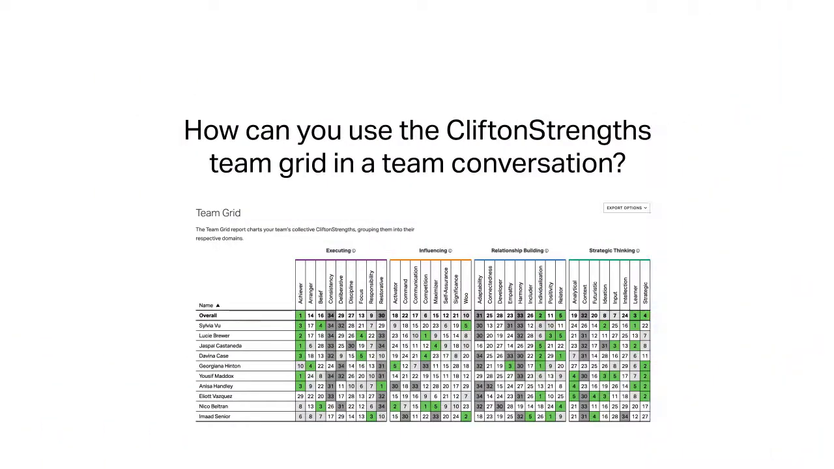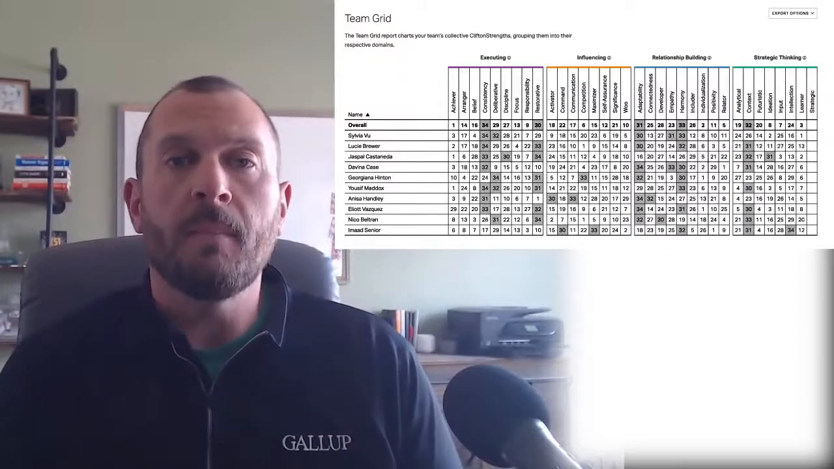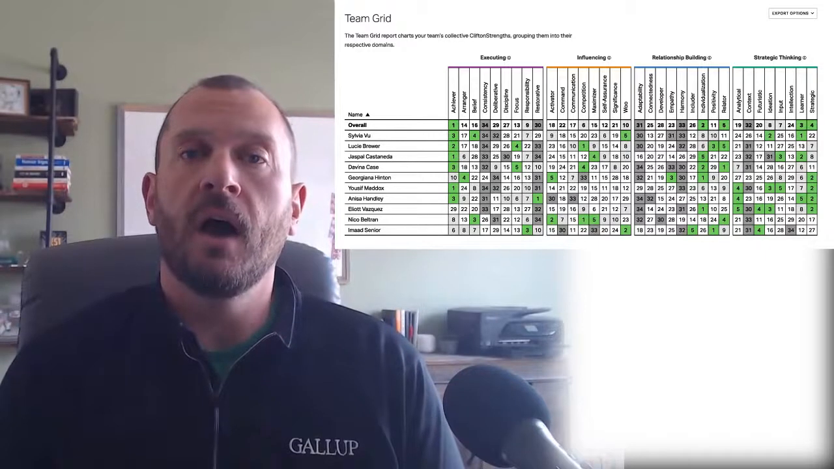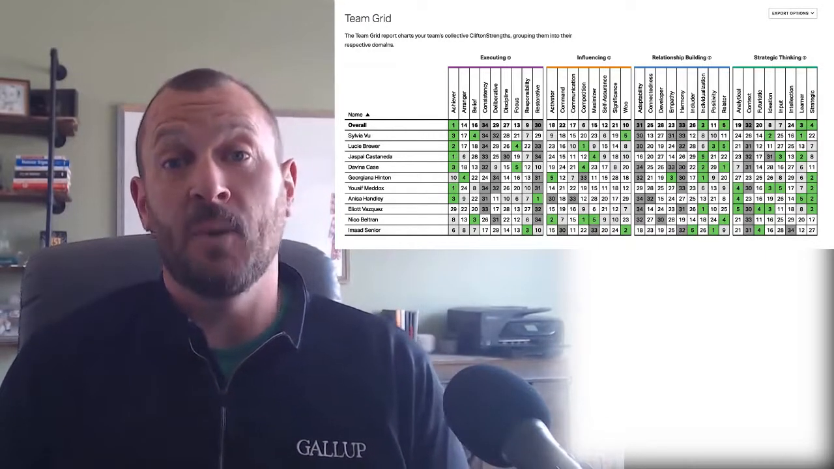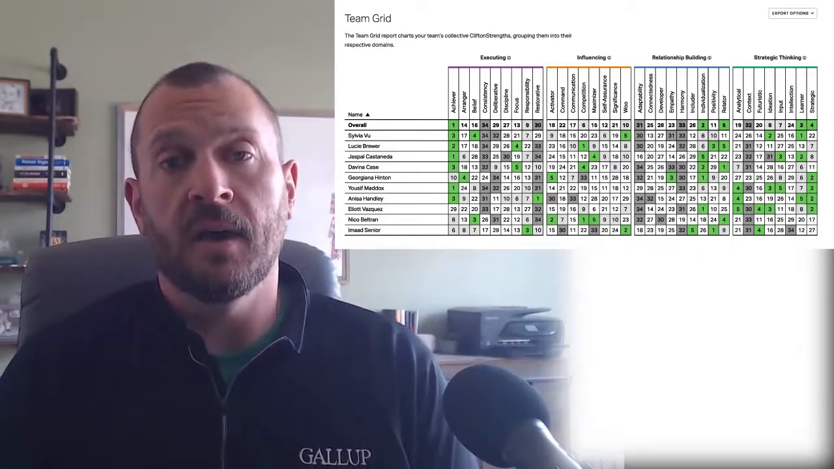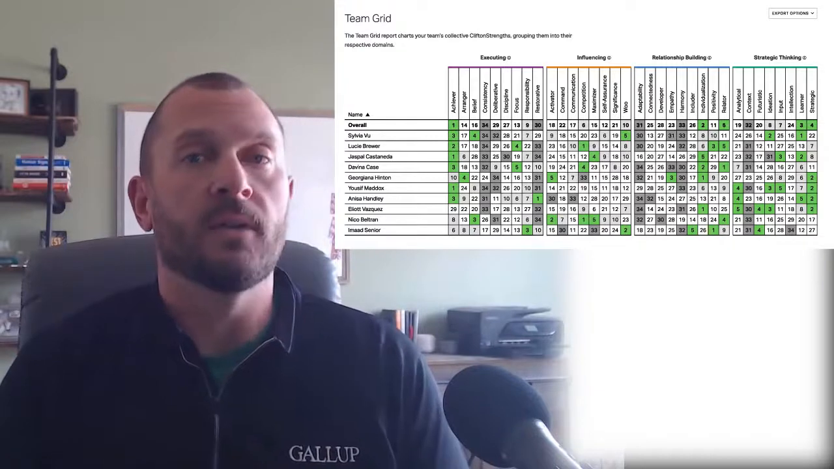Today, I want to talk a little bit about the CliftonStrengths team grid and how you can use it in a team conversation. When we think about the team grid and all the value it provides, one of the biggest things it can do is help to inform team members on when to shine in a team meeting, when to step out and really lean into their uniqueness on a project or when working with teammates, but also when to really lean on other team members.